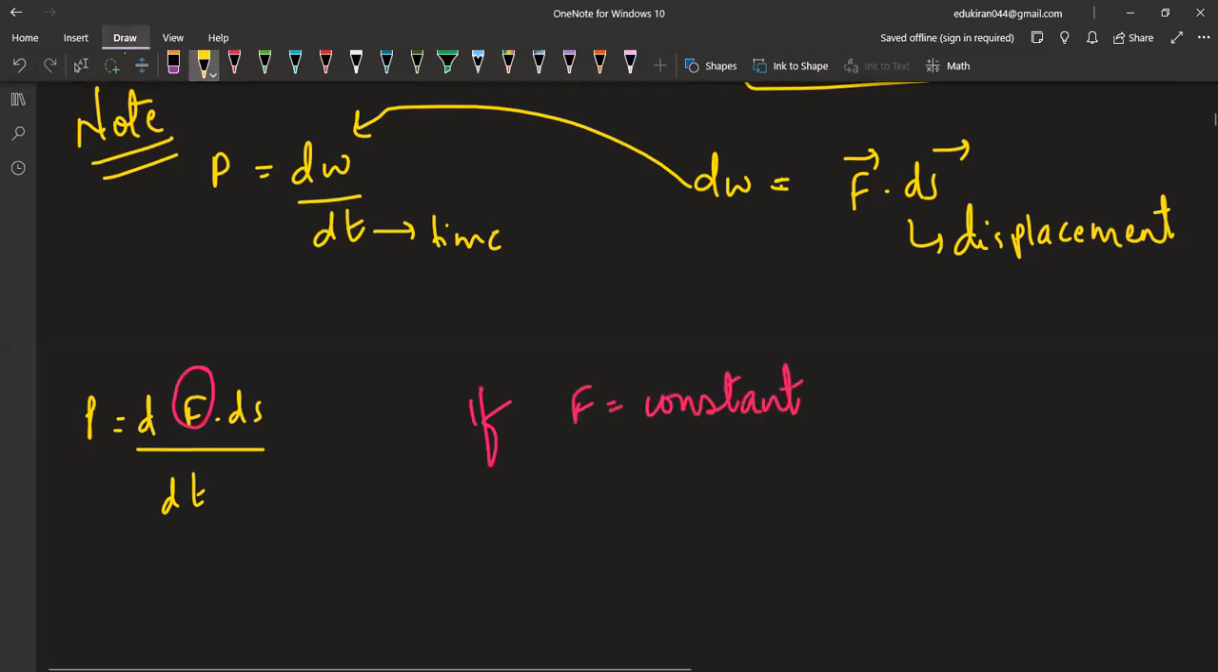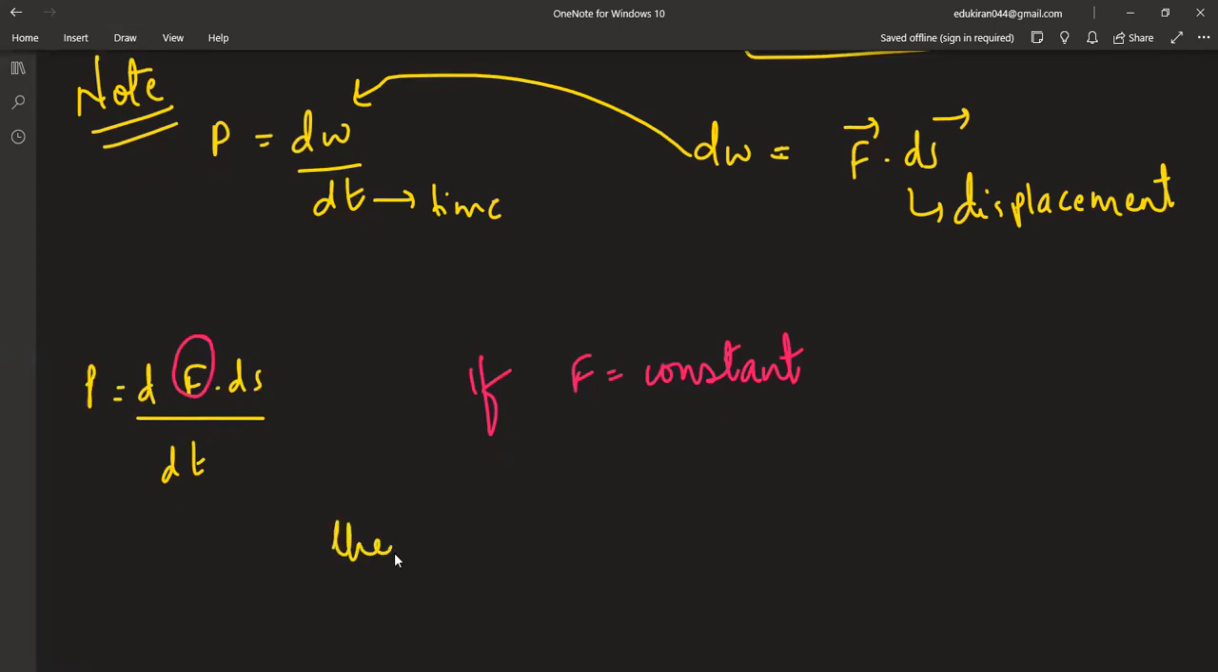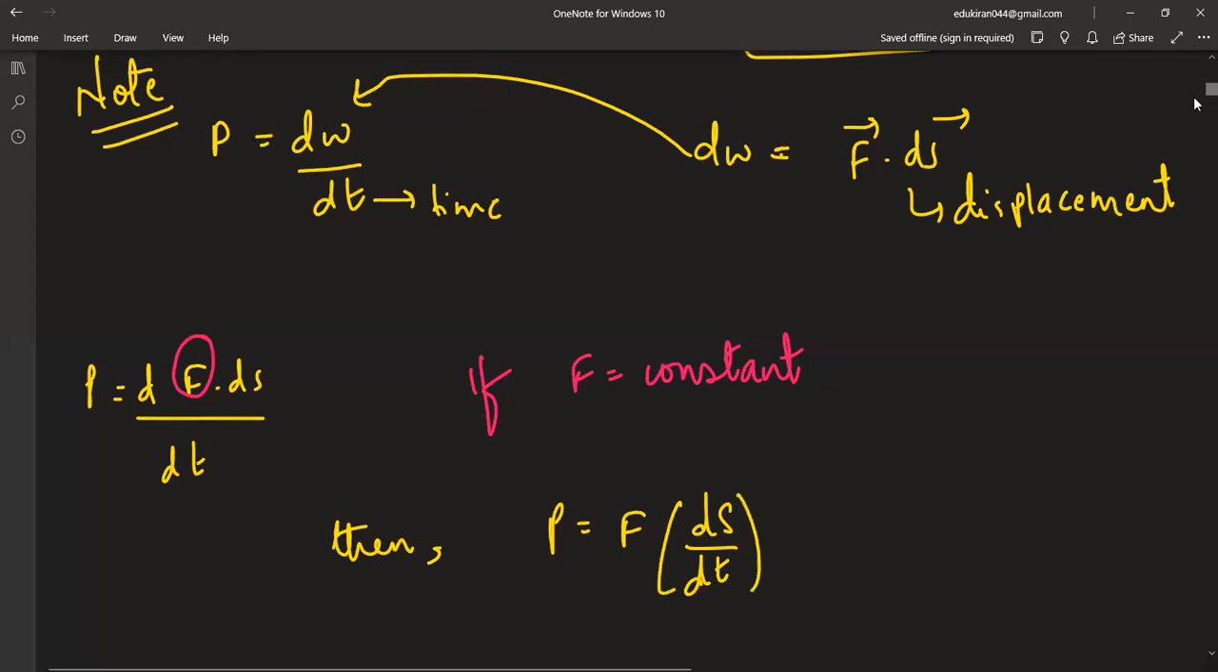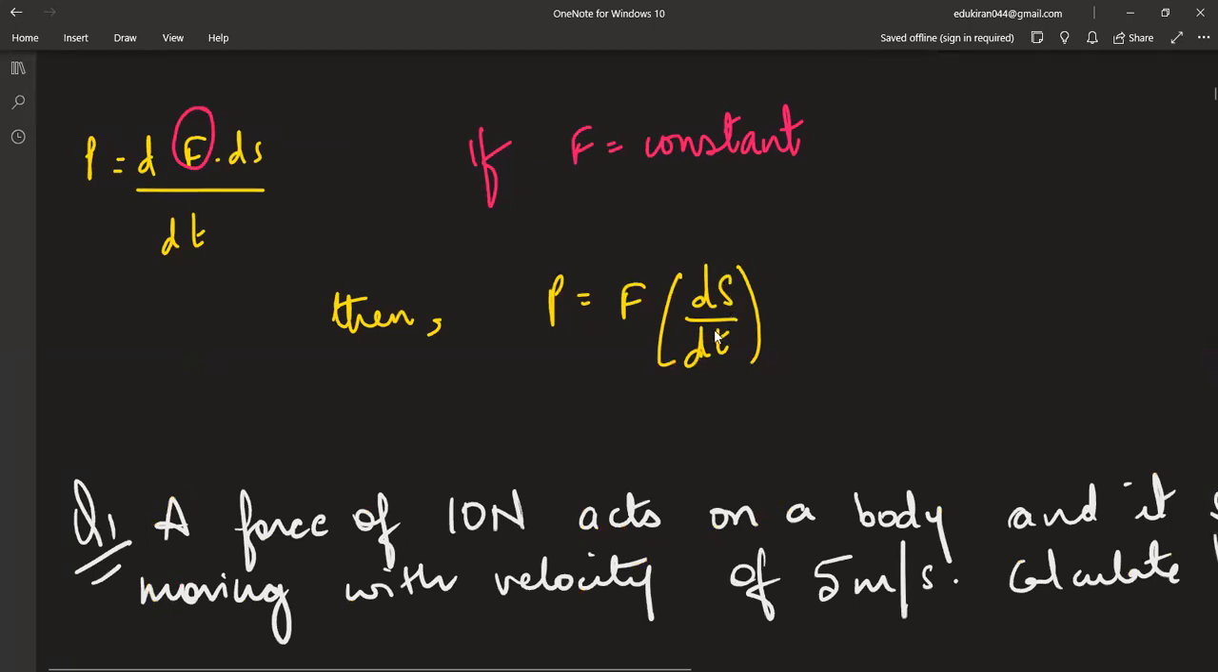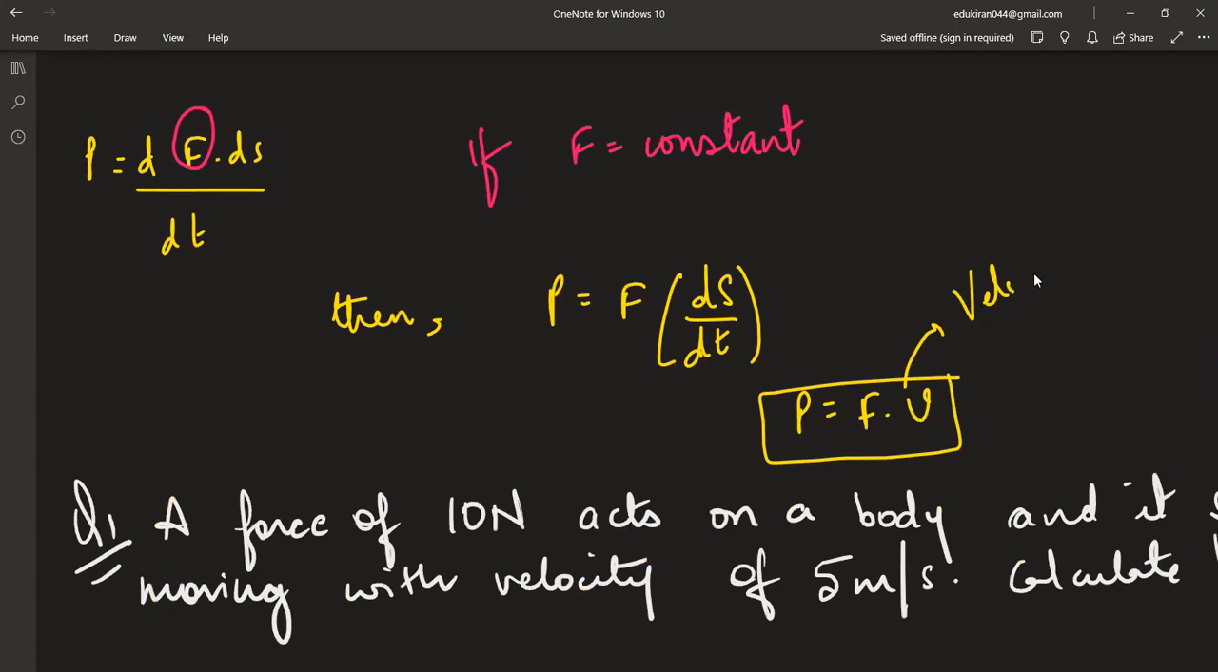if the value of this force is constant, then F comes out, and then what is left? ds over dt will be left. Now what is ds over dt? Rate of change of displacement, velocity. So finally the formula of power will become F dot v. v is the velocity, P is the power, and F is the force. This is power. See, this is one question.